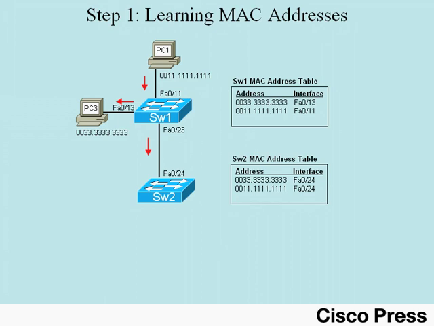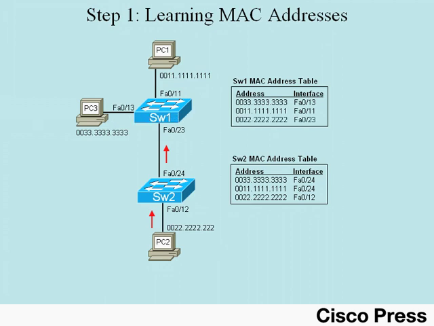For completeness, we'll hook up a PC, in this case PC2, down there on switch 2. When PC2 sends its first frame, switch 2 notices the source MAC address of MAC address 2, adds that entry to its MAC address table, and of course switch 1 does a similar process by adding MAC address 2 to its MAC address table as well.